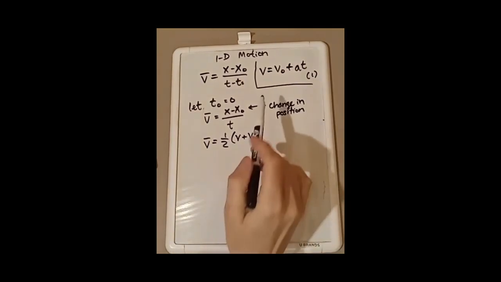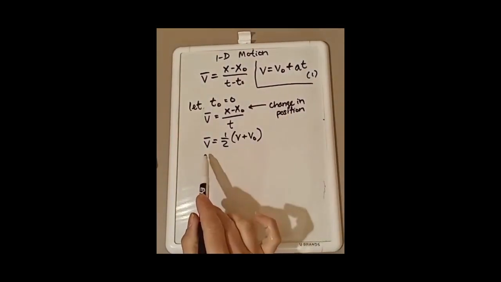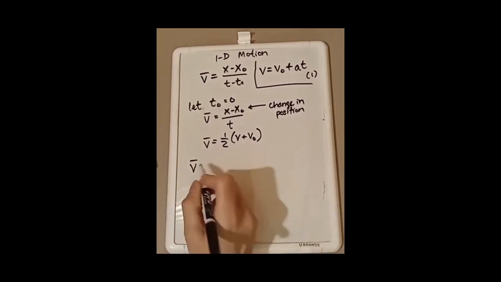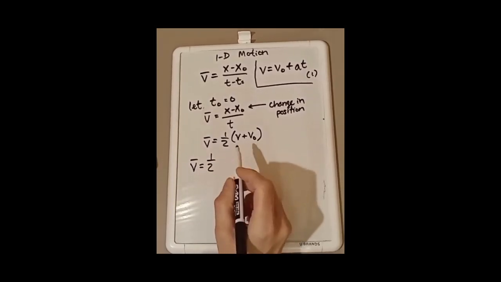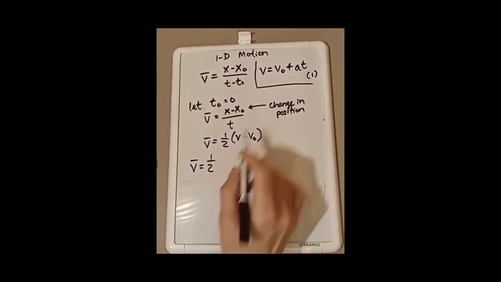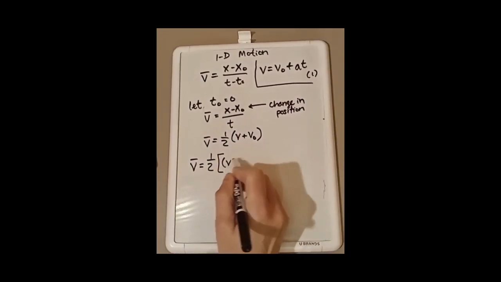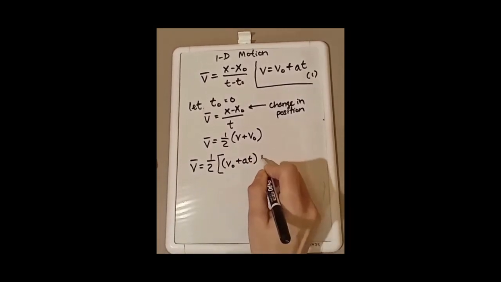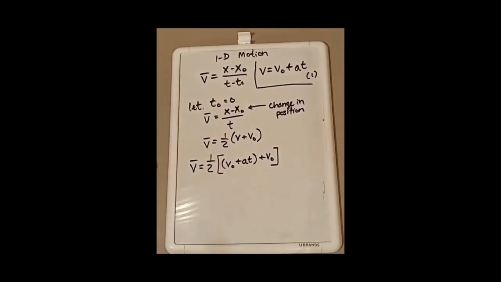So we're going to take our equation for velocity and substitute that into our equation for average velocity. So we're going to have v bar is 1/2 of our equation for velocity here, so that's going to be v naught plus at, plus v naught. So it's 1/2 times that whole quantity.